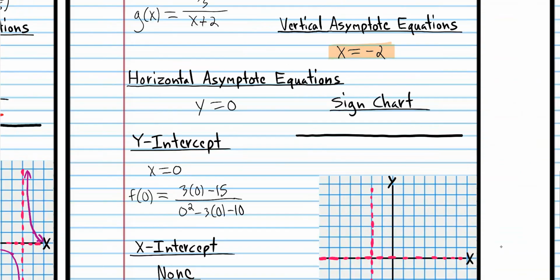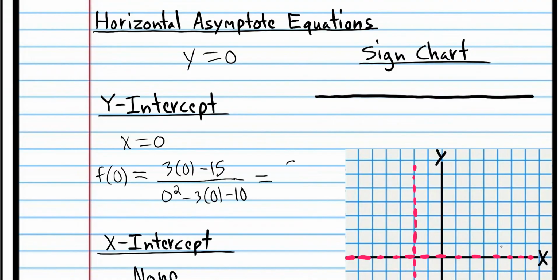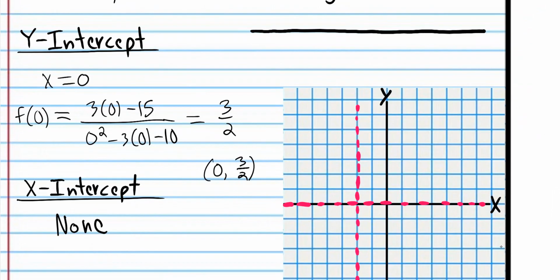So we have 3 over 2, it looks like. So the y-intercept is 0, 3 over 2. So I'm going to mark that.